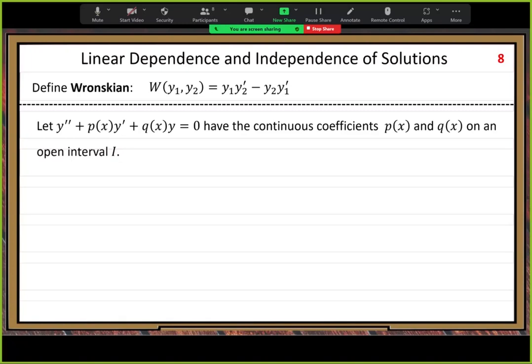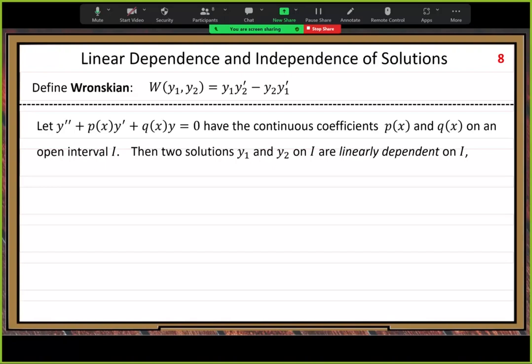On an open interval I, this is a second order homogeneous ODE. This result is only true for second order homogeneous ODE, so you cannot generalize. If you generalize to higher order, first order is different, second order is different.